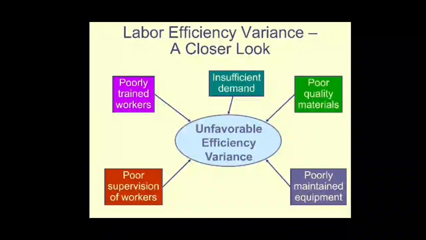Okay, there are several reasons for unfavorable efficiency variance. The first one is poor supervision, and then poorly trained workers, and then insufficient demand. When the demand is low, workers do not work hard. They just become lazy when there is low demand. Also poor quality material and poorly maintained equipment.